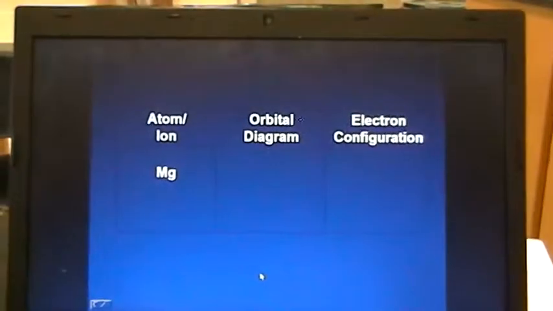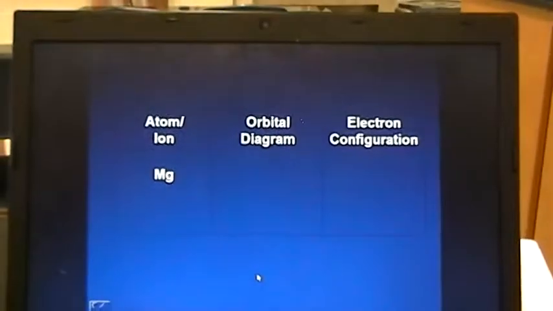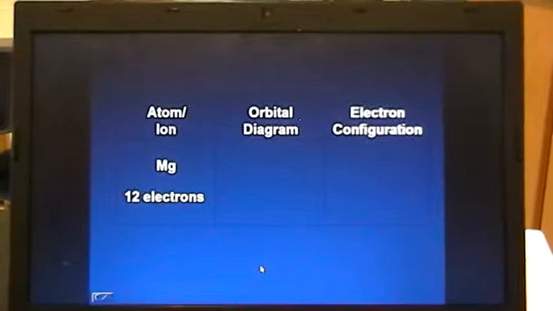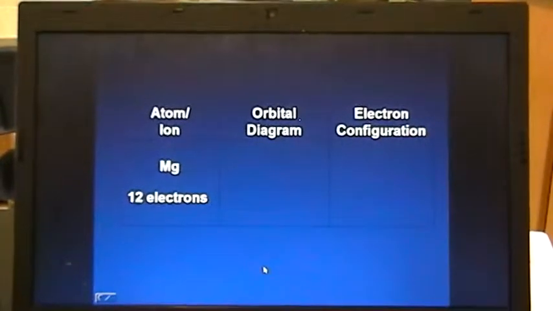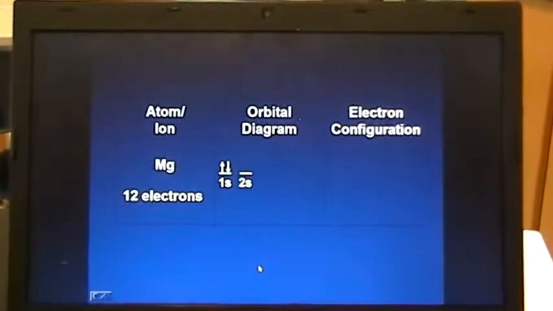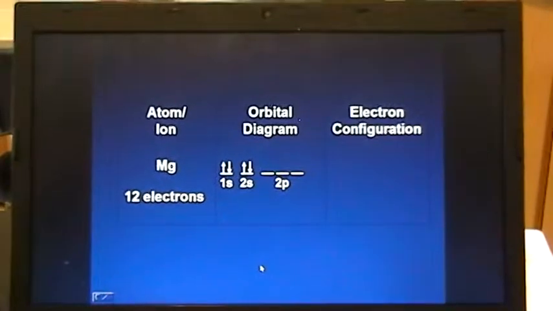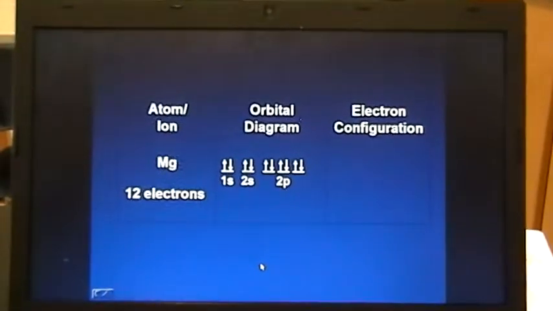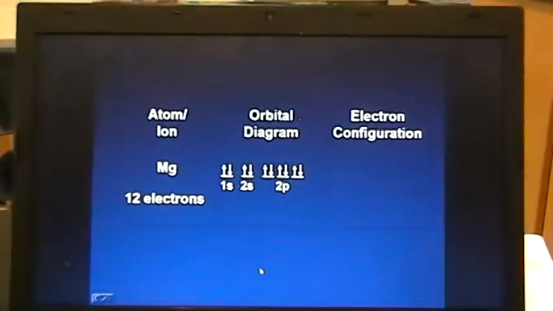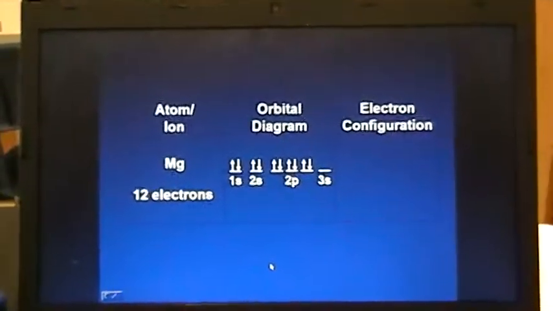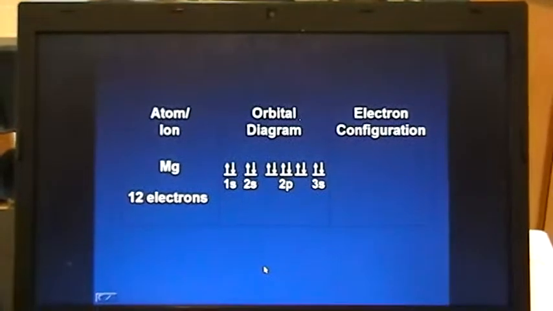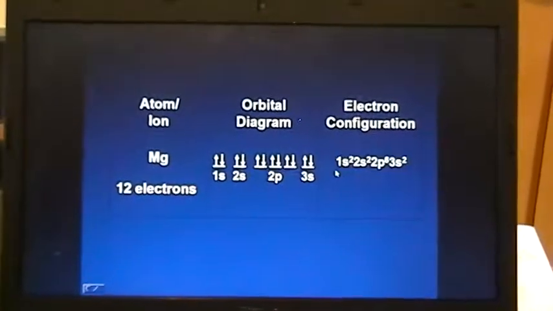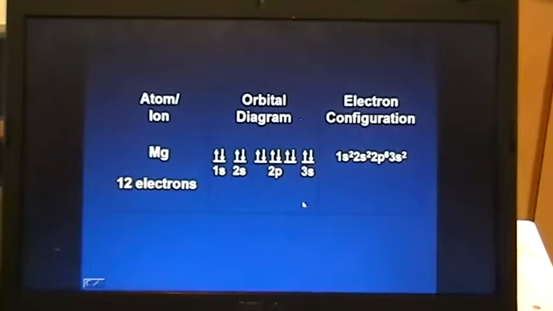Finally, we're going to take a look at magnesium. Magnesium has 12 electrons. It's element 12 on your periodic table. So 2 electrons go into 1s, 2 go into 2s, 6 go into 2p. And that's taking care of 10 of them. So now we're going to move to a new energy level. We're going to move to 3, and we start with 3s, and we will place both of our electrons in 3s. So our summary configuration will be 1s2, 2s2, 2p6, 3s2.